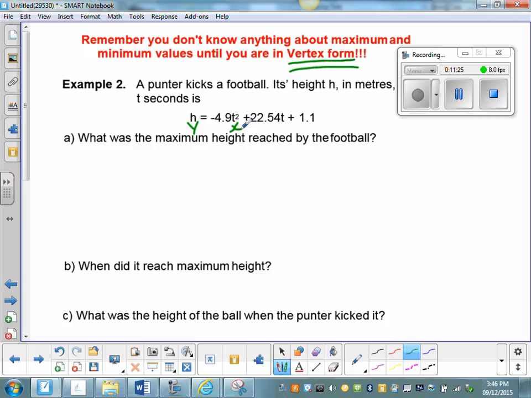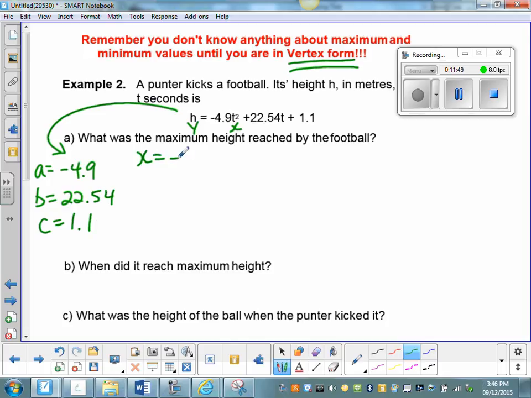If I'm going to find the maximum height here, I could complete the square, definitely, but I'm going to use my little formula. So from the equation here, a is negative 4.9, b is 22.54, c is 1.1. So in my little formula, negative b over 2a, it's going to be negative 22.54 over 2 times negative 4.9.